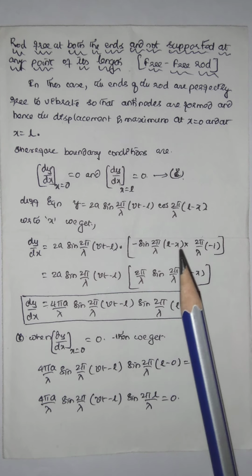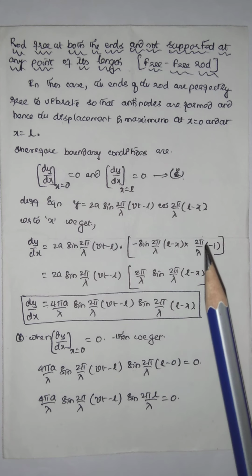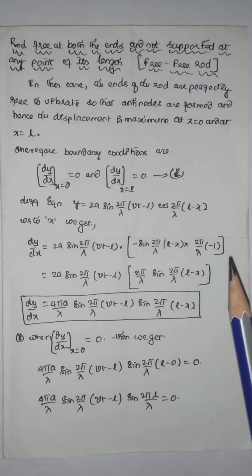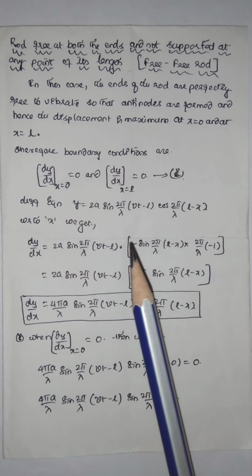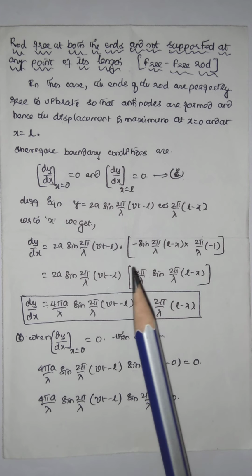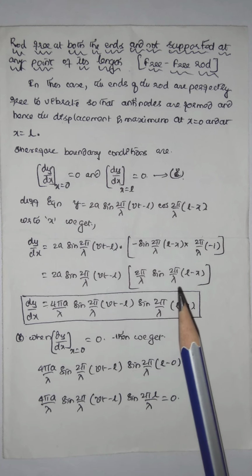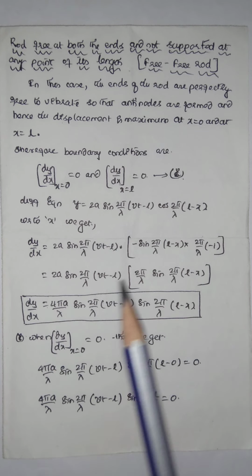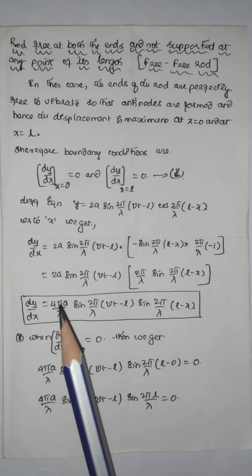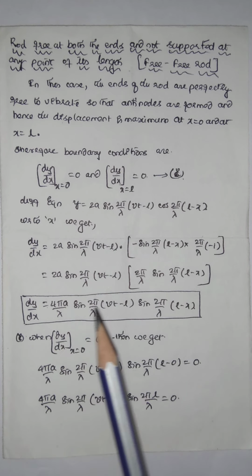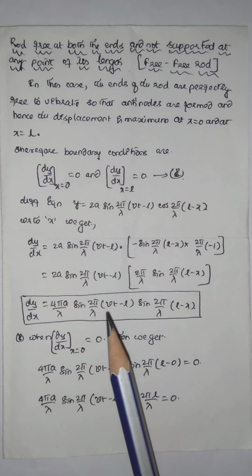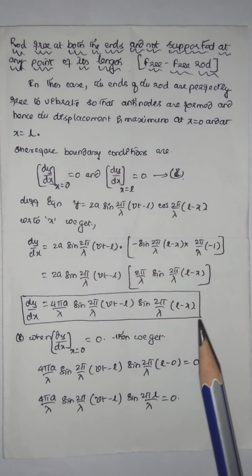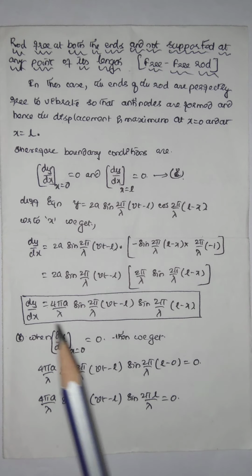Minus is minus. x with respect to x is 1. So dy by dx is given by 2 pi by lambda into minus 1. Therefore here minus into minus is plus. So it can be written as 2 pi by lambda into sine 2 pi by lambda into L minus x. Therefore dy by dx is given by 2 pi into 2a, which is 4 pi a by lambda into sine 2 pi by lambda into Vt minus L into sine 2 pi by lambda into L minus x. This is a very important expression.